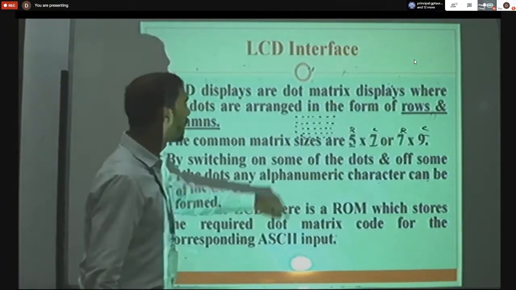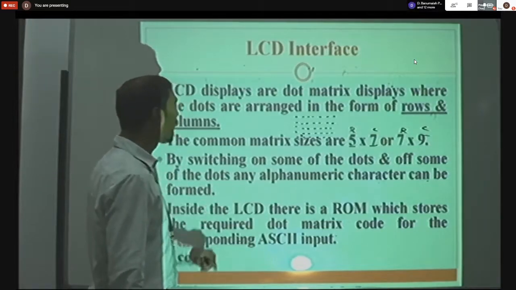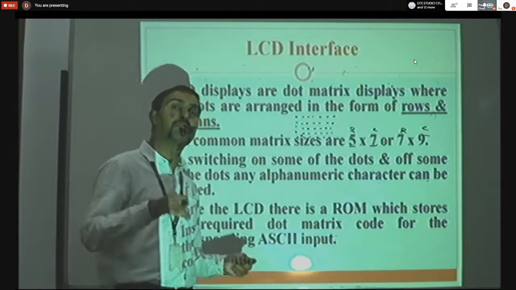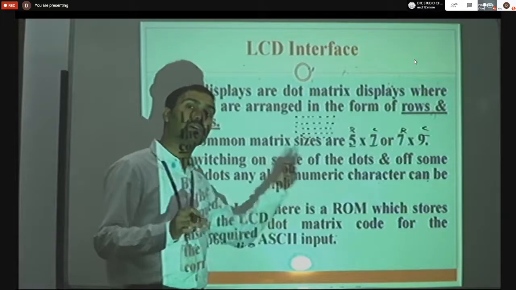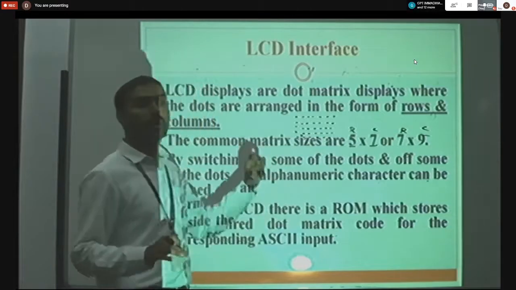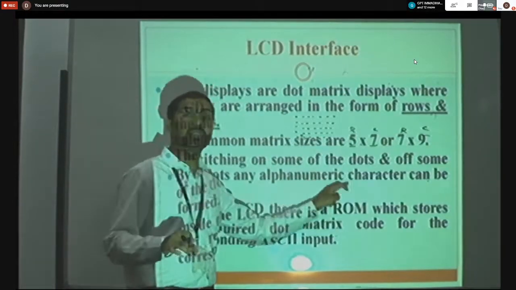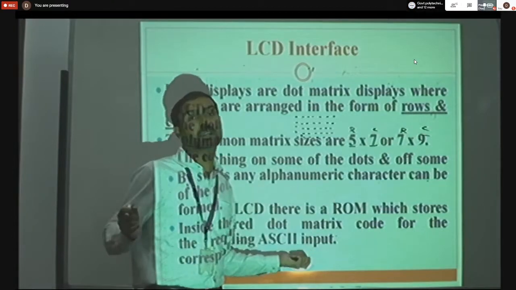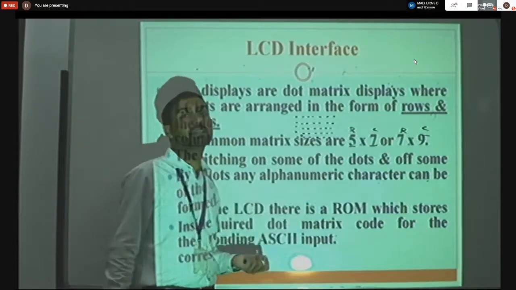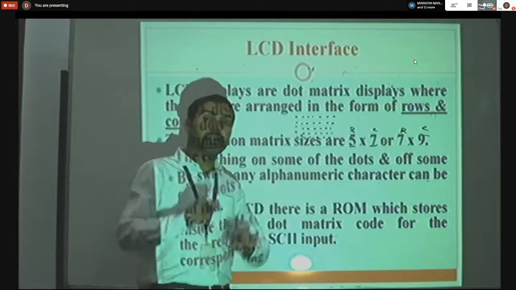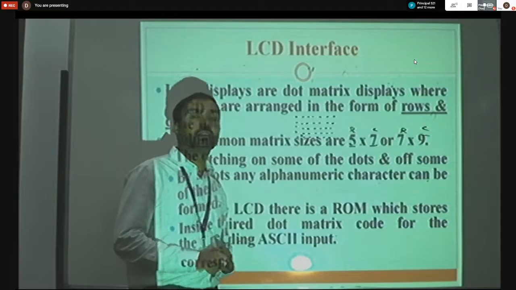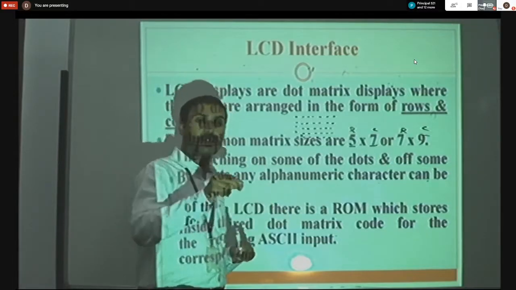Okay. By switching on some of the dots and switching off some of the dots, any alphanumeric character can be formed. Which dots you want, you switch on those dots. Which dots you don't want, switch off those dots. So by using that switching on and switching off of the dots, you can display any alphanumeric character, from 0 to 9, A to Z. In a city bus there is a display, no? Like that, similarly, this LCD display is also there. Here a liquid fluid is used.